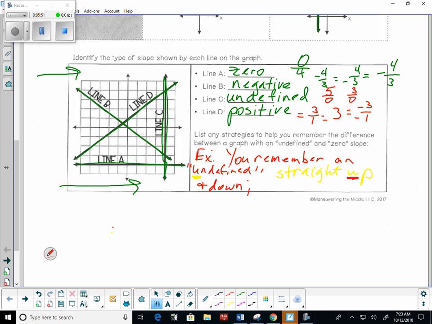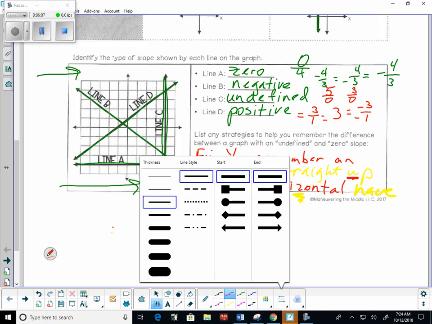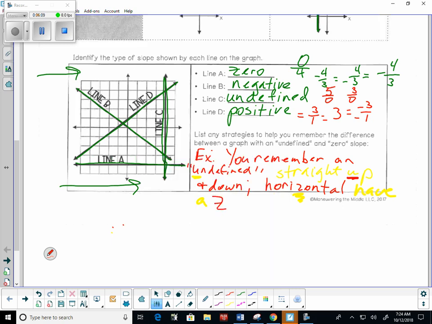Okay? And horizontal, let's just highlight that Z. Horizontal have a 0 slope. Have a 0, so there's that Z kind of being repeated.